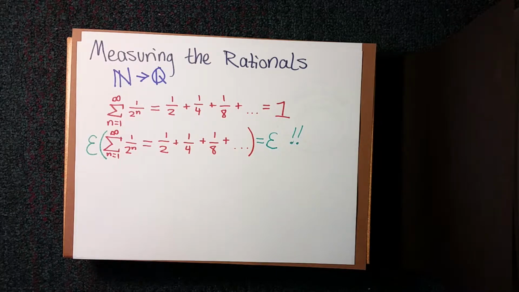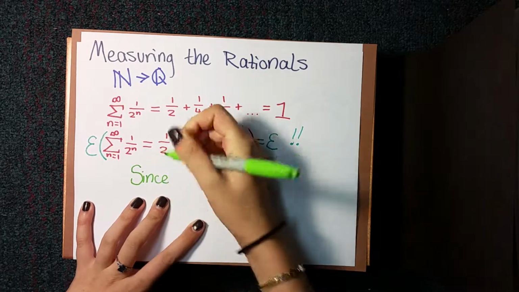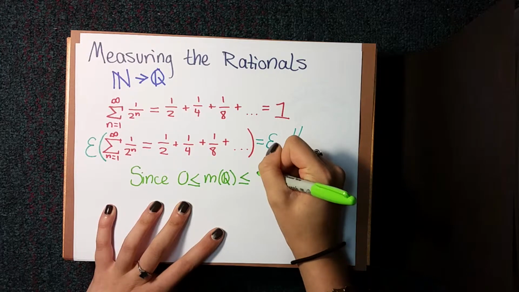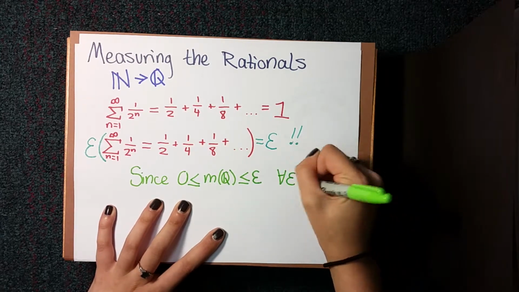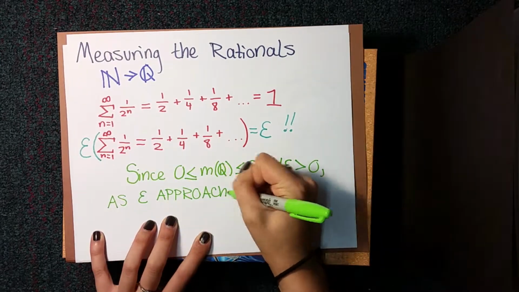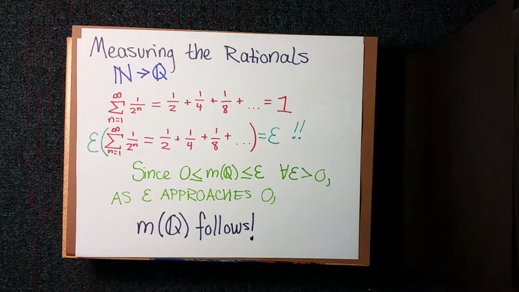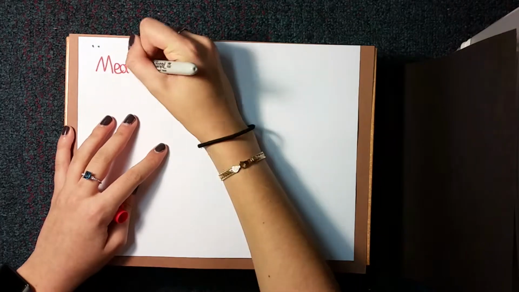If we want to get as precise as possible with our exterior measure, then we could let epsilon approach 0. But because the measure of the rationals is less than epsilon, the size of the rationals themselves will end up between 0 and an epsilon that approaches 0, which means the measure of the rationals will also approach 0. Finally, we've reached this conclusion.